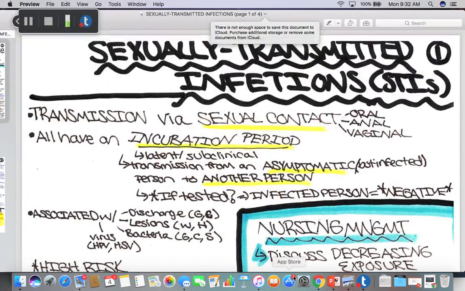Alright, so this lecture is going to be on sexually transmitted infections, or STIs. STIs are transmitted via sexual contact, so this can be oral, anal, or vaginal. All STIs have an incubation period in which they're latent or subclinical, and this is when transmission from an asymptomatic but infected person to another person can occur. If a patient is tested during the incubation period, the test is going to come back negative, so they have no clue that they have it.